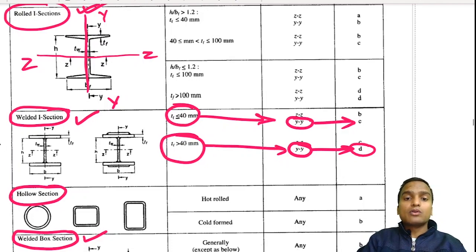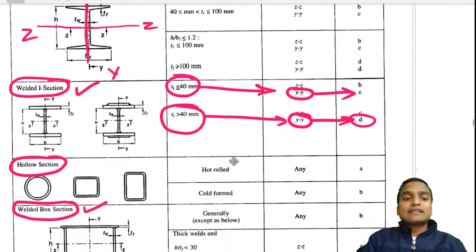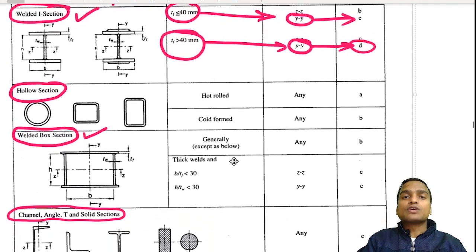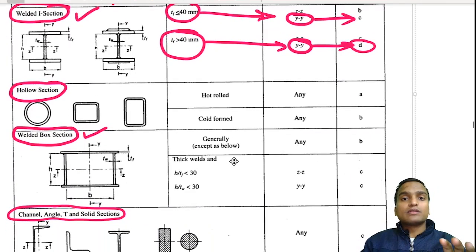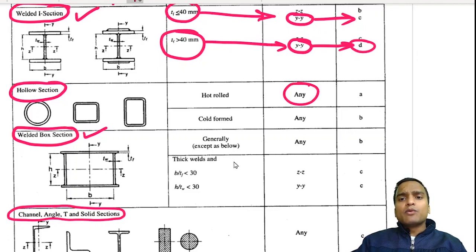Now let us come to the hollow section, and it says that in hollow section you don't have to check any limitation on the dimensions. Even if you use any of the hollow sections, it will be only buckling class A, and if it is cold formed, then the buckling class will be B.